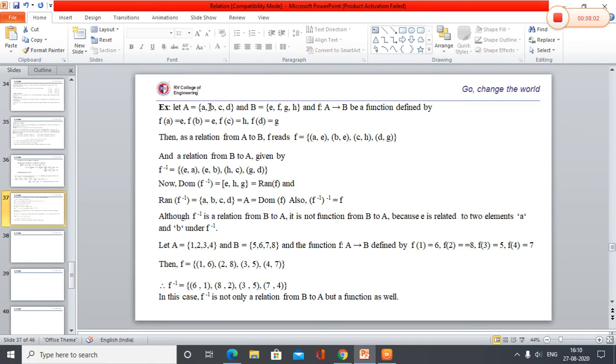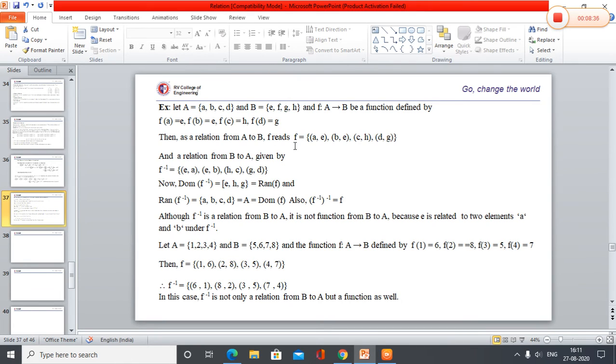Here A has 4 elements A, B, C, D, and B has 4 elements E, F, G, H, and f is a function from A to B, and this is given. Basically f of A is equal to E, meaning the image of A is E, the image of B is E, the image of C is H, the image of D is G. In terms of ordered pairs I can write it like this: AE, BE, CH, and DG. The meaning is the same. The image of A is E, the image of B is E. So this is a relation.